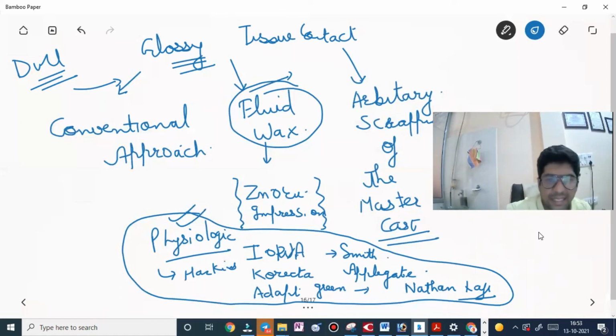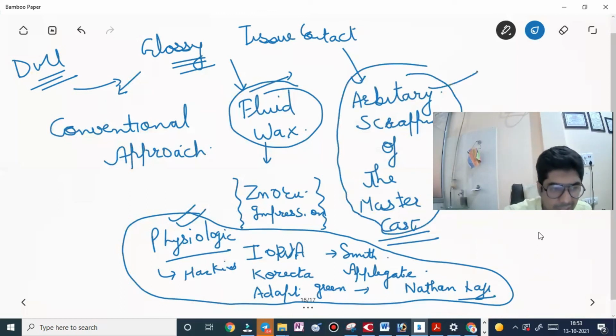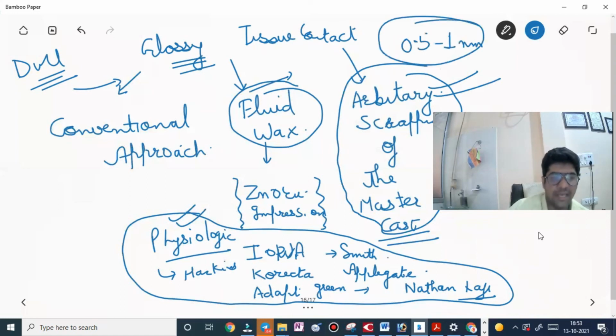The last technique is the arbitrary scraping of the master cast. In this technique, the anterior and posterior vibrating lines are visualized by examining the patient's mouth. We generally scrape 0.5 to 1 mm of the stone in the posterior palatal seal area of the master cast and fabricate the denture. This technique is inaccurate and not physiological, so it should generally be avoided.